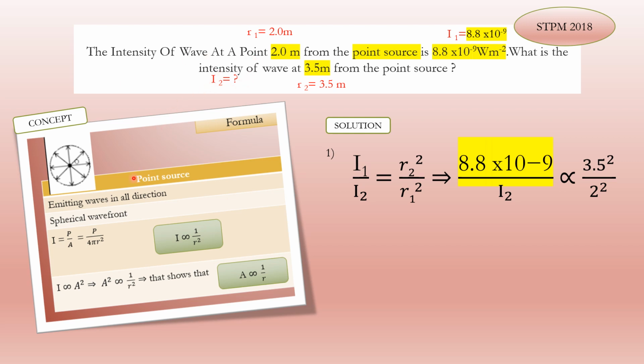Now let's go back to what we have studied. The concept says for a point source, the intensity is inversely proportional to R squared. So when you do the ratio, you will get your answer something like this. I1, you substitute the value, I2 is something we want to find, R2 is 3.5 and R1 is 2. So you solve this, you should get your answer for I2. Tell me what's the answer for I2, class. Use your calculator and get for me the answer for I2. Okay, all right. Now this is math. So let's move on to the next question.